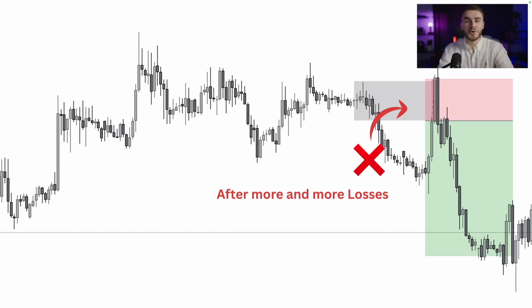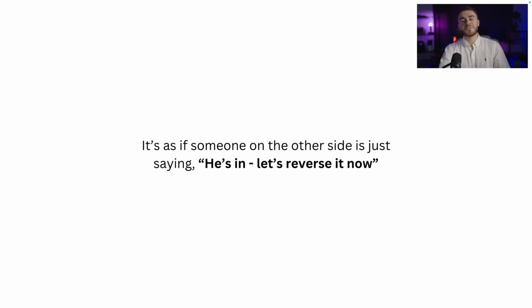Does it feel like every time you enter the market, you keep getting hit with losses after losses and after more and more losses? It seems as if every single time you enter a position, somebody on the other side is saying, all right, he's in, let's reverse the markets.